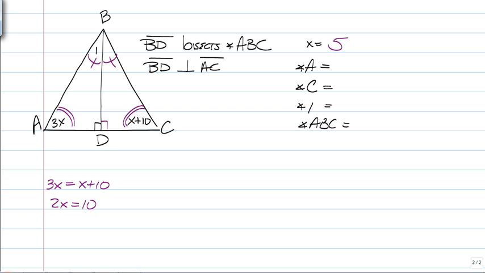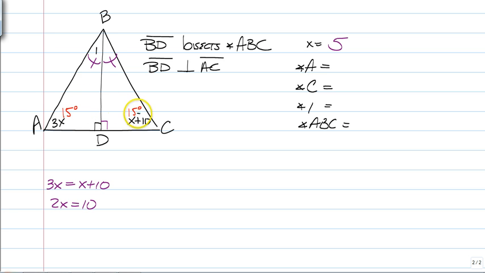Now that you know x is 5, we can substitute that back in and find out that this angle is 15 degrees and this angle is 15 degrees. So now you just have to use a little bit of other stuff about triangles that you know. Since this has two different triangles here, you've got a triangle that was split by a line. This right triangle and left triangle are both going to add up to 180.